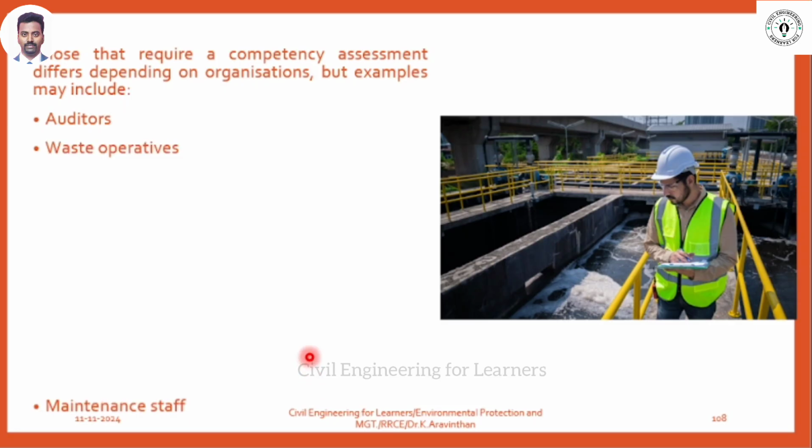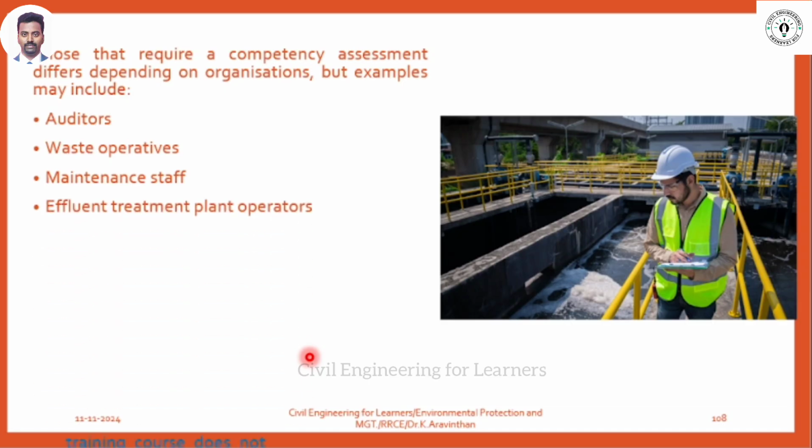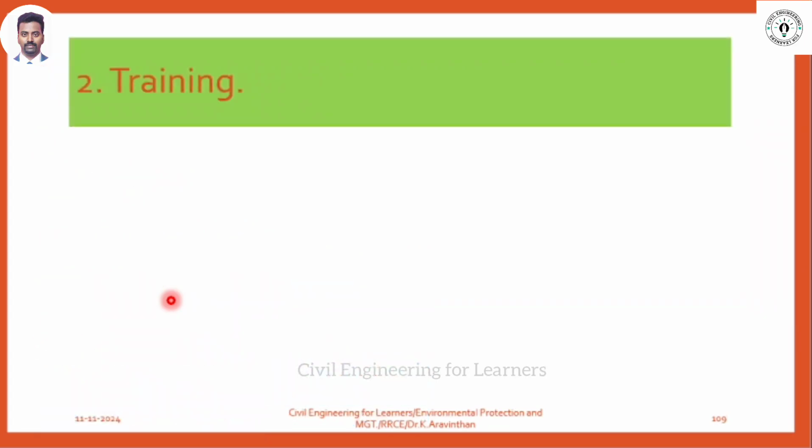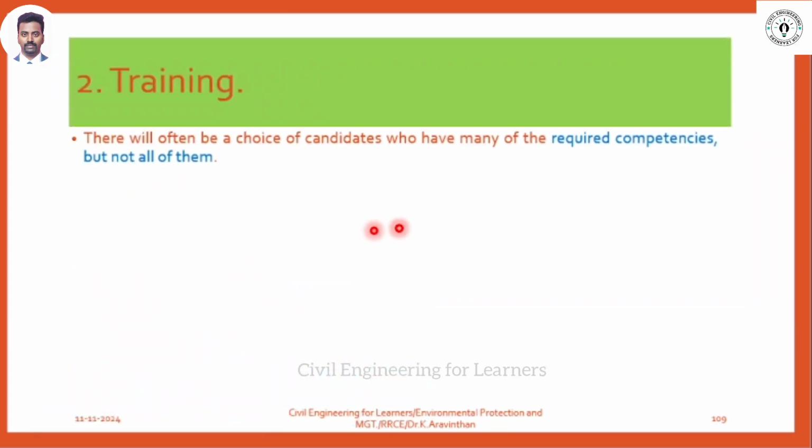So this is a waste operator job and maintenance staff. In all organizations, you need maintenance staff. For that, trainings are required. Next, effluent treatment plant operators. A training course does not necessarily make one competent. If he has only a training course, he is not competent. So it is an entry level requirement. The second part is training. Training is required for getting the competence.